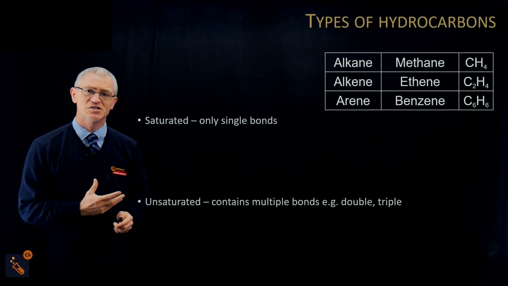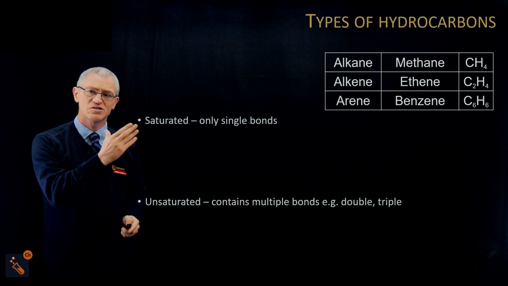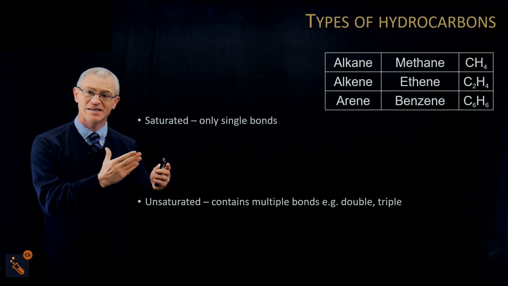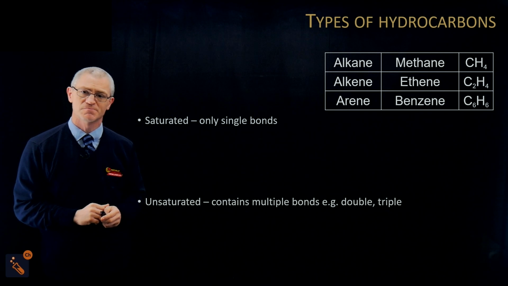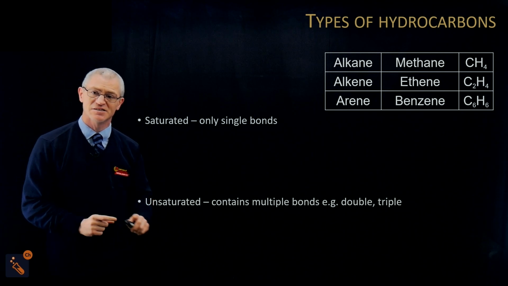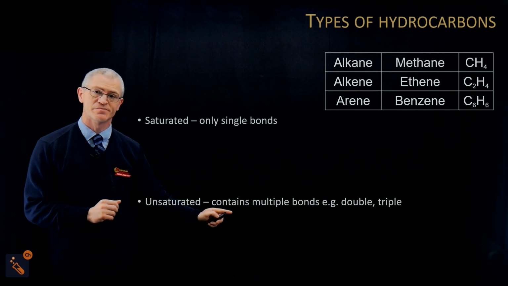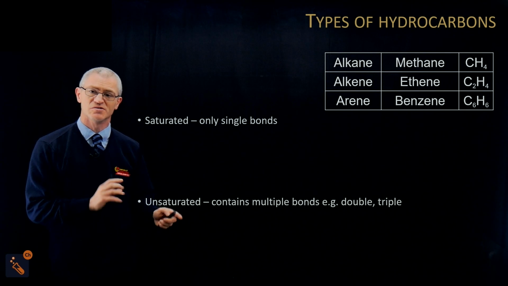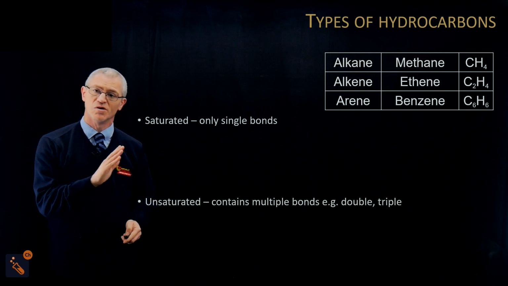Now, these 3 different types of hydrocarbons can be sorted into 2 categories. They can be saturated or they can be unsaturated. So our alkanes are saturated because they contain only single bonds. Our alkene is unsaturated because it contains a double bond. And our benzene also contains double bonds, so therefore that is unsaturated. But let's show you what they look like.